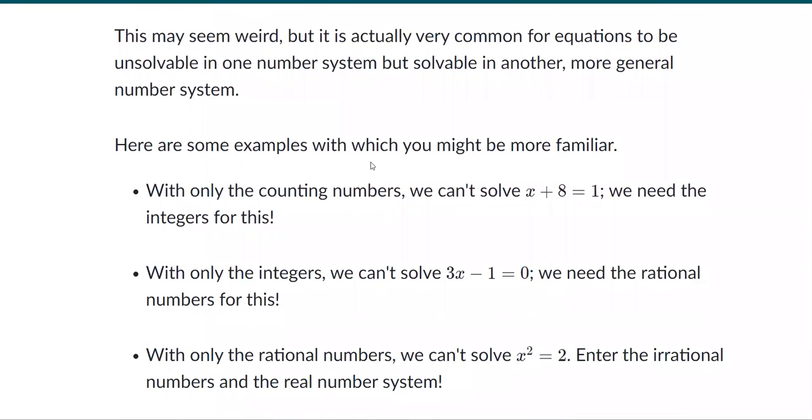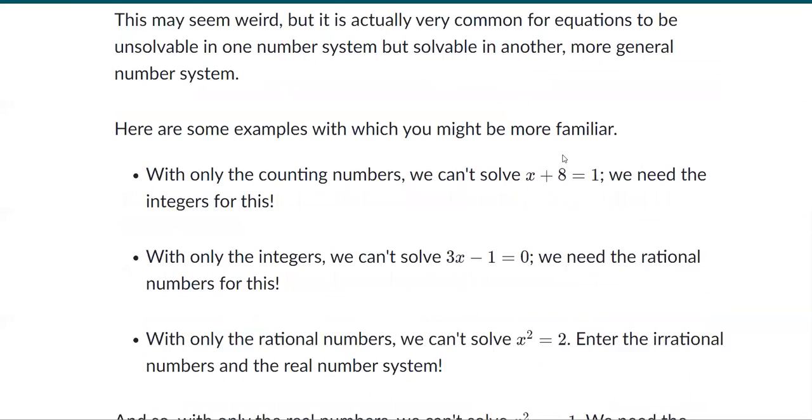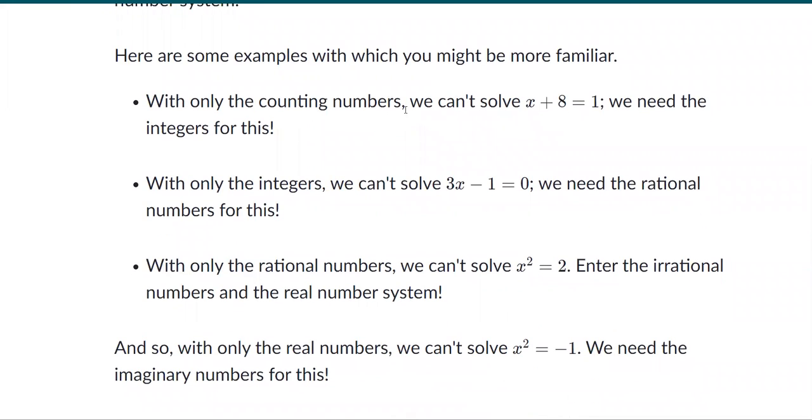Here are some examples with which you might be more familiar. With only the counting numbers, we can't solve x plus 8 equals 1. We need the integers for this. So the solution to this would be negative 7, since negative 7 plus 8 equals 1. And if you don't know that negatives exist, if you don't know that integers exist, you would say that this equation has no solution. But it does. Negative 7 plus 8 would equal positive 1.